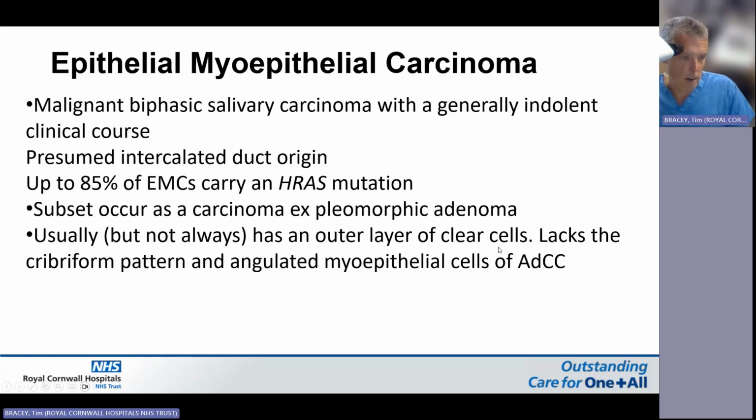It always has an outer layer of myoepithelial cells. They're usually clear, but they're not always clear. It lacks a cribriform pattern and angulated myoepithelial cells of adenoid cystic carcinoma. So I would say, if you look at something with dual layer and has some clear myoepithelial cells, just always consider adenoid cystic versus EMC.